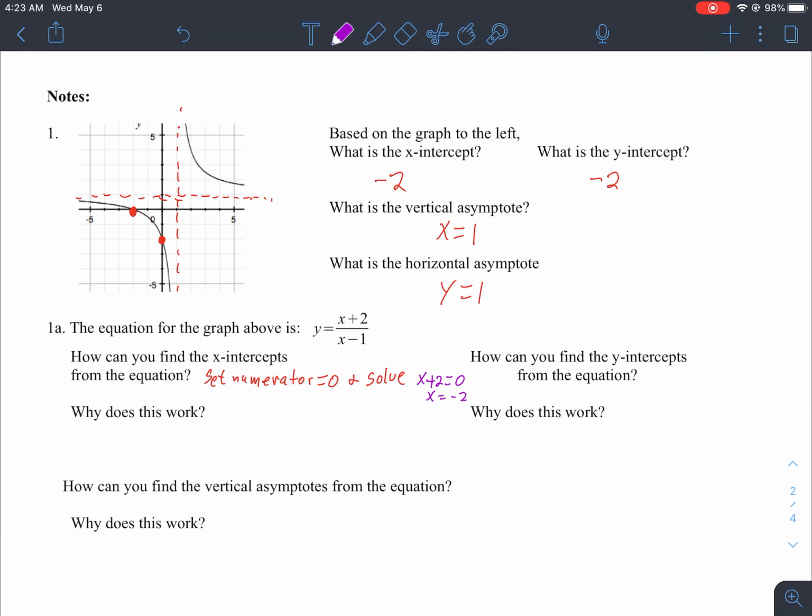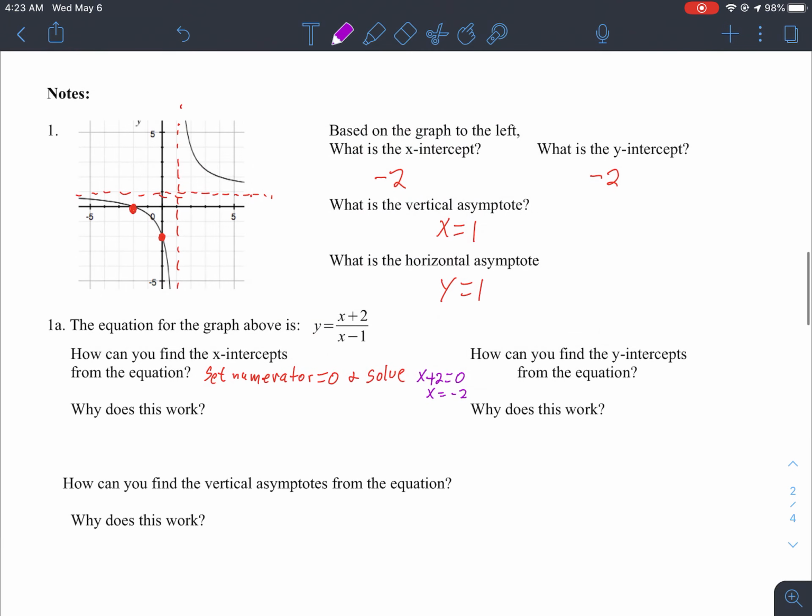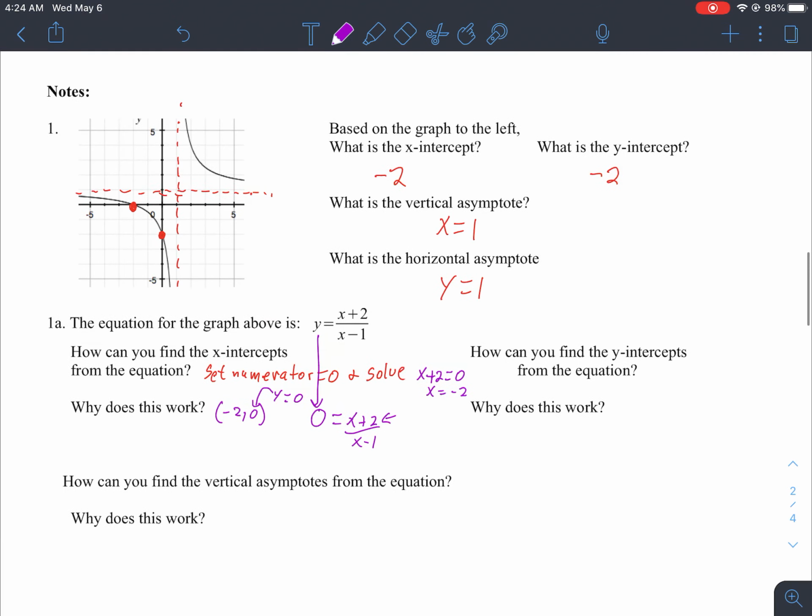Sure enough, it works. The reason it works is at an x-intercept, the y value is 0. So this is the point -2, 0. The y value is 0. So if we set y equal to 0, any fraction with a 0 in the numerator, 0 divided by any number equals 0. So it's just the numerator that needs to be 0.